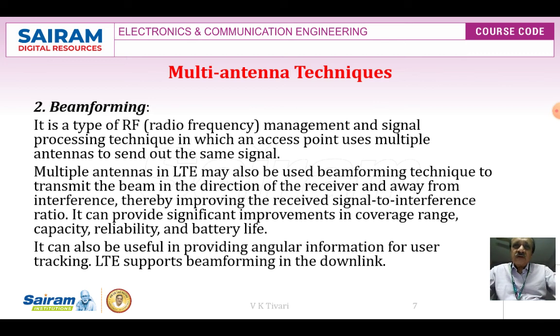So we use the beamforming technique to transmit the beam in the direction of the receiver and away from interference, thereby improving the received signal to interference ratio. It can provide significant improvement in coverage, range, capacity, reliability, and battery life too. It can also be useful in providing angular information for user tracking. LTE supports beamforming in the downlink.